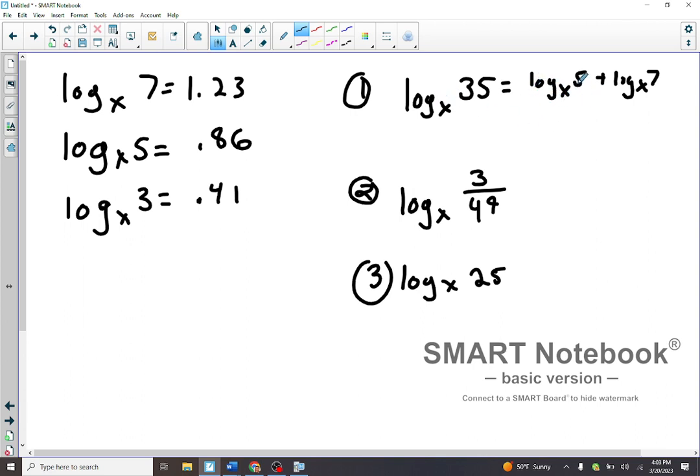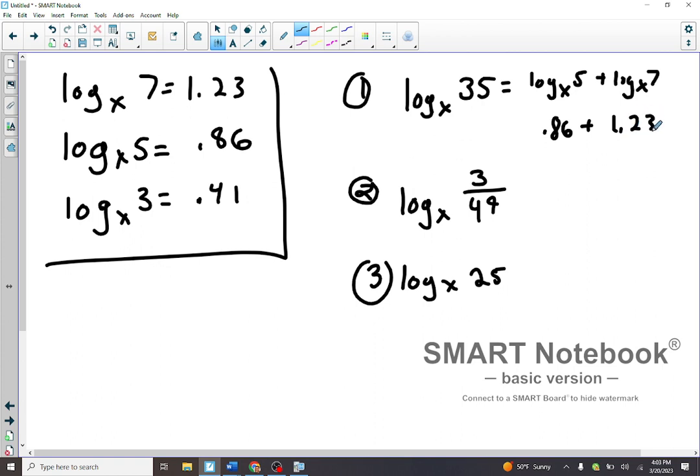So in this case, log base x of 5, I know that equals 0.86, plus, this is the information I'm giving you, this is given, log base x of 7, I know that's 1.23. So I just add them. So this is going to be 2.09 in this example. So you're combining your expanding rules.